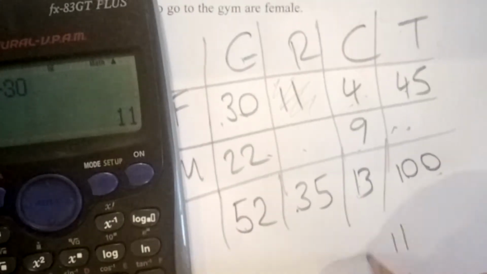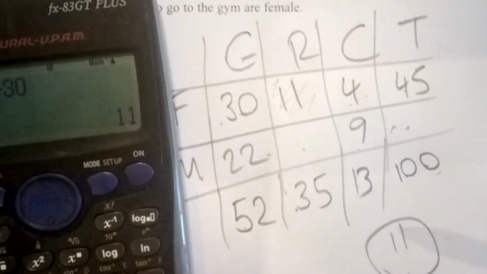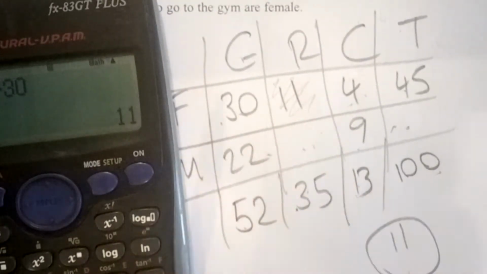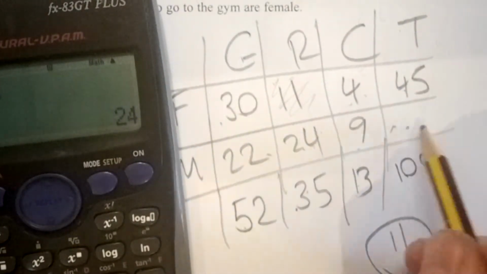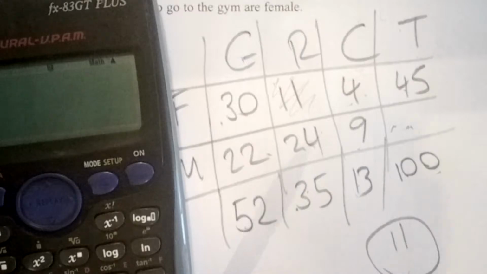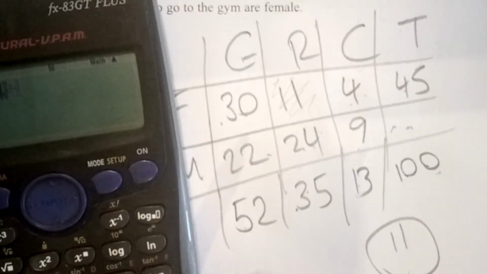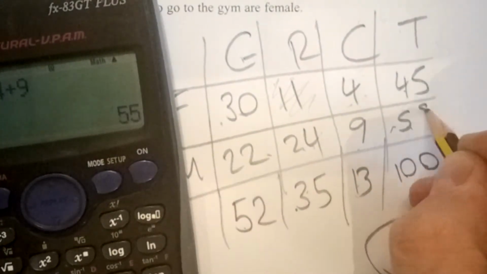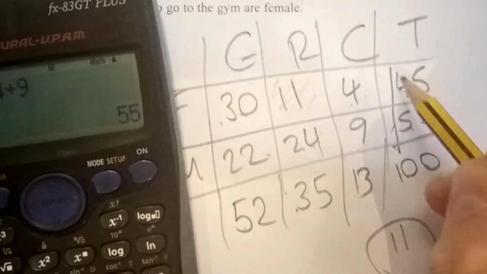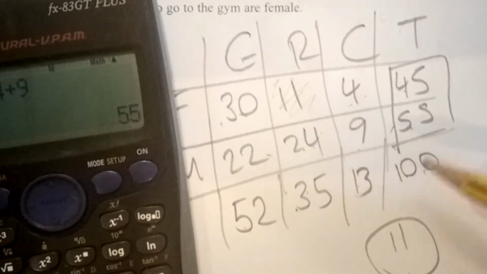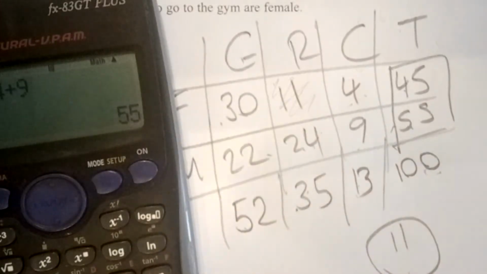But just for hell of it, I'm going to work the rest out just to see if it all fits. This one here, I'll do 35 minus 11, which is 24. And this is a total, so it's going to be all three of these added together. 22 plus 24 plus 9 equals 55. And let's just double check, because this proves if I've done all of this right. If these two equal 100, I know I'm right. They equal 100, I know I'm right. Happy days. As I said, the answer is 11.